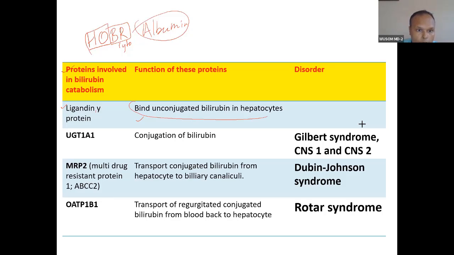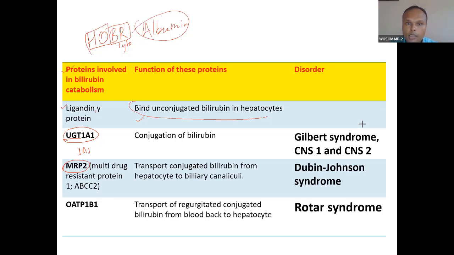Then there is the protein UGT. UGT is of different types, this one being 1A1. You can remember 1 is the first number, A is also first, again 1. There are types of UGTs, and this type is required for conjugation of glucuronic acid to bilirubin. So UGT1A1 is for conjugation. And there is a different protein, as I have told you.